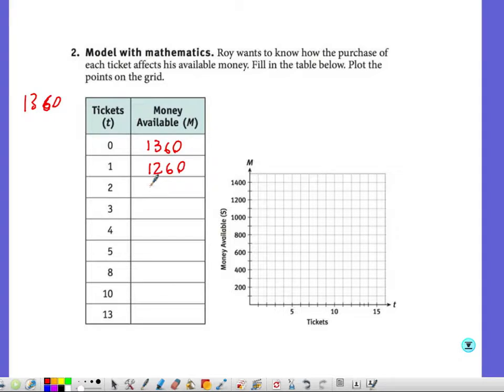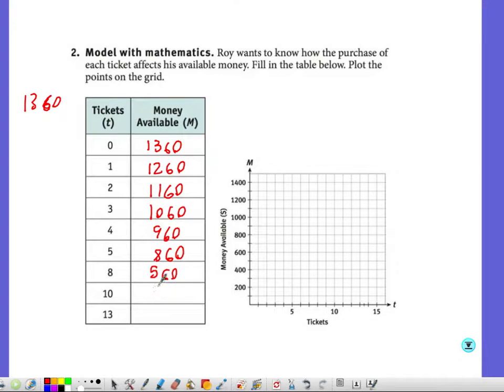If Roy buys 2 tickets, he's going to have $200 less from his total, so $1,160. And as we keep buying more tickets, you can start to see the pattern that each time he buys a ticket, he has $100 less. And so this is how the table begins to be filled out. Now, notice that we jump from 5 to 8. So if he buys 8 tickets, it's going to cost $800, and so he's going to have $560 left.